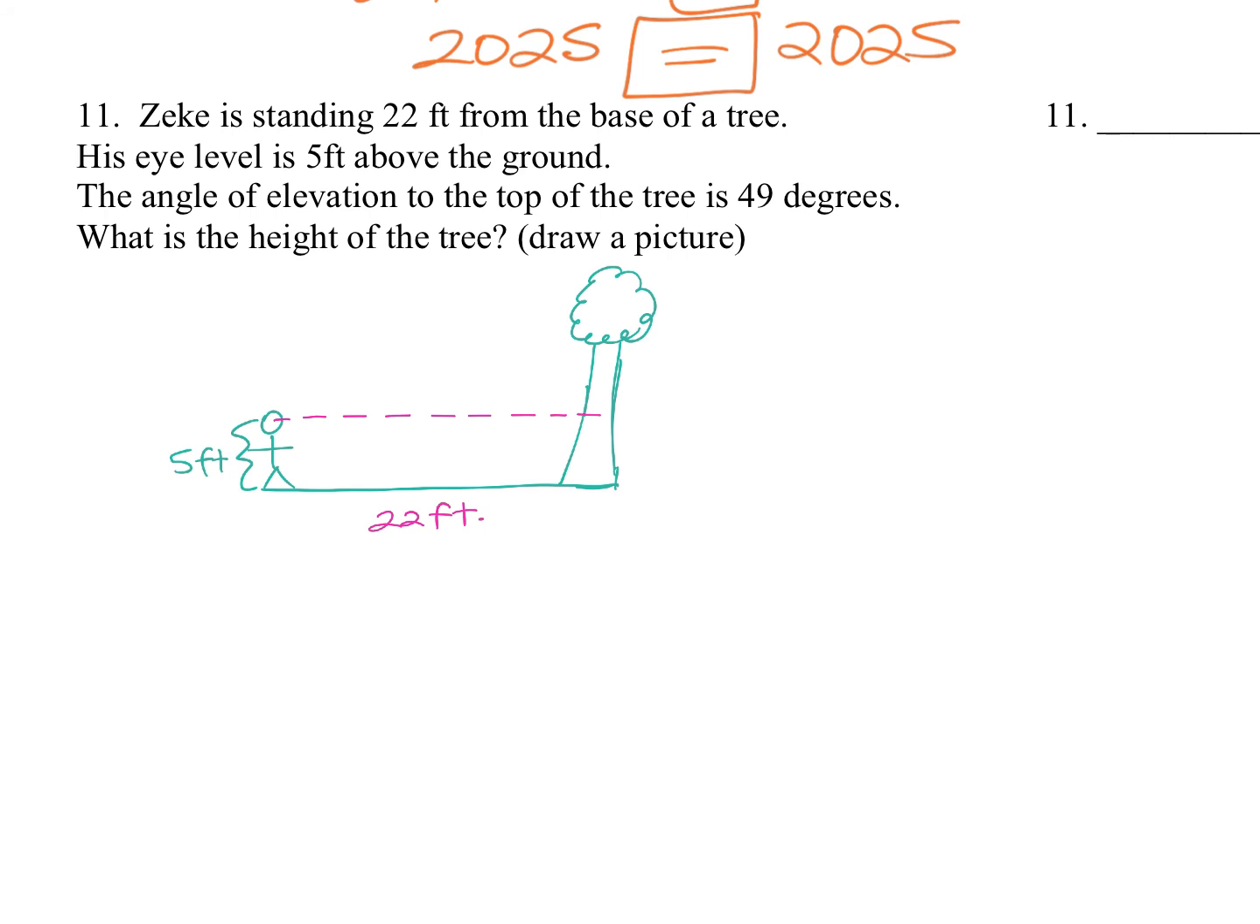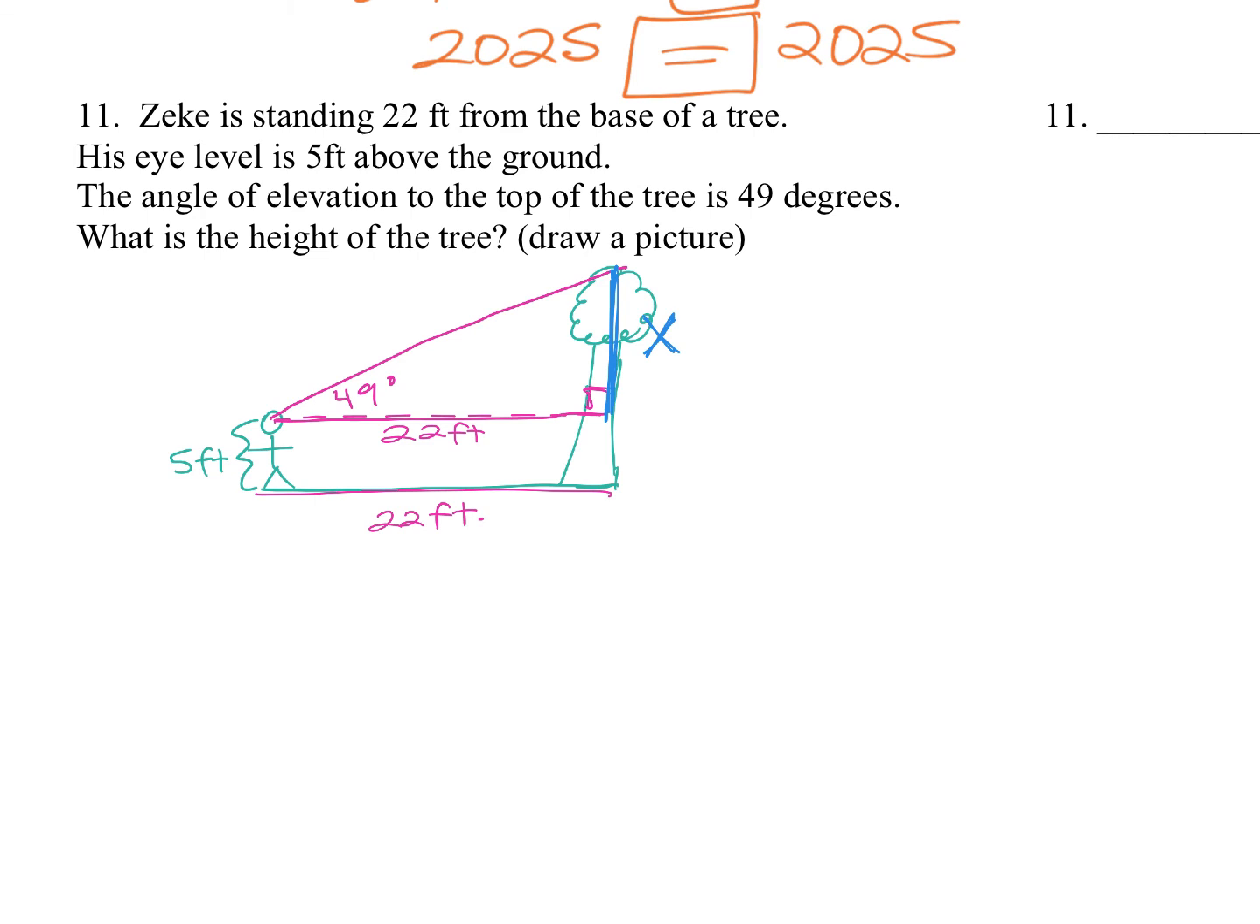Where's your angle of elevation? Yeah, cool. At the guy's eyesight, coming from Zeke's eye, right? Looking up is his angle of elevation. So we're gonna put a 49 degree angle there. I didn't draw this to scale. His distance away is 22. That means this distance is also 22. So right now, you can solve for this top part of the tree. We'll just call that x.